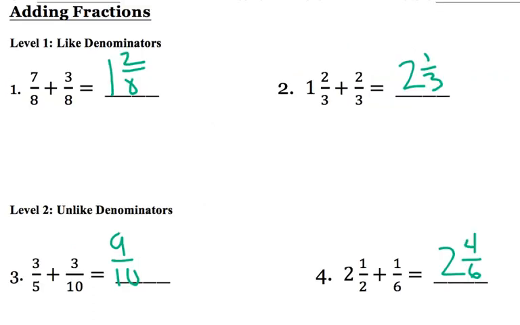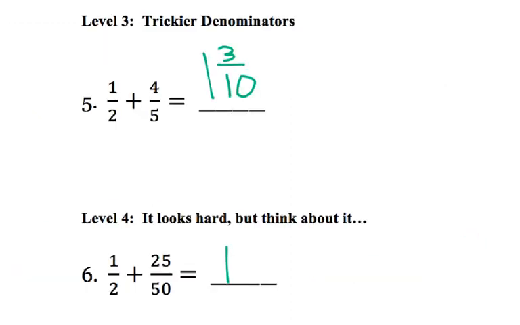For adding fractions, 1 is 1 and 2/8. 2 is 2 and 1/3. 3 is 9 over 10. 4 is 2 and 4/6. 5 is 1 and 3/10. And 6 is 1 whole.